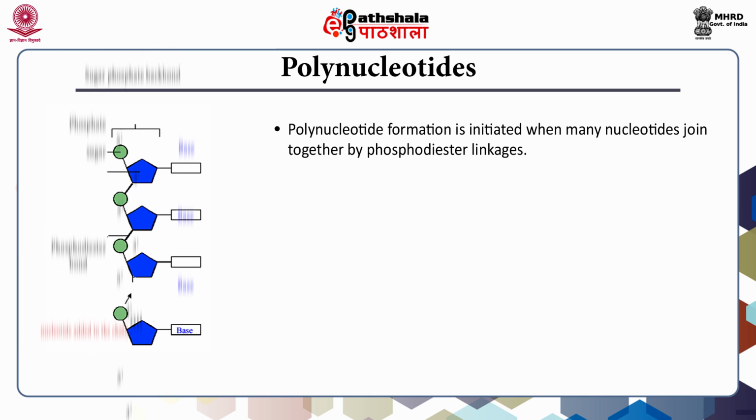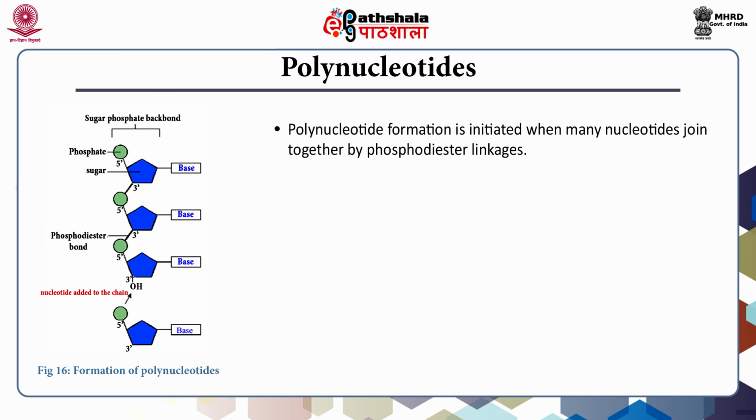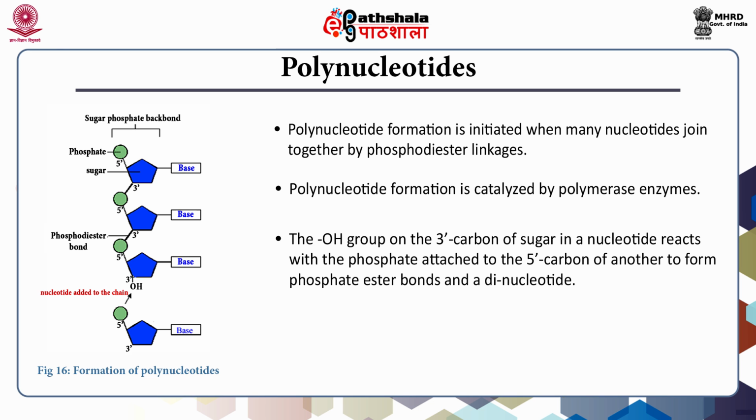The polynucleotide formation is initiated when many nucleotides continue to join together by phosphodiester linkages. The formation of polynucleotide is catalyzed by polymerase enzyme, the DNA polymerase in case of DNA or RNA polymerase in case of RNA. The OH group on the third carbon of sugar in one nucleotide reacts with phosphate attached to 5' carbon of another to form phosphate ester bond and a dinucleotide.